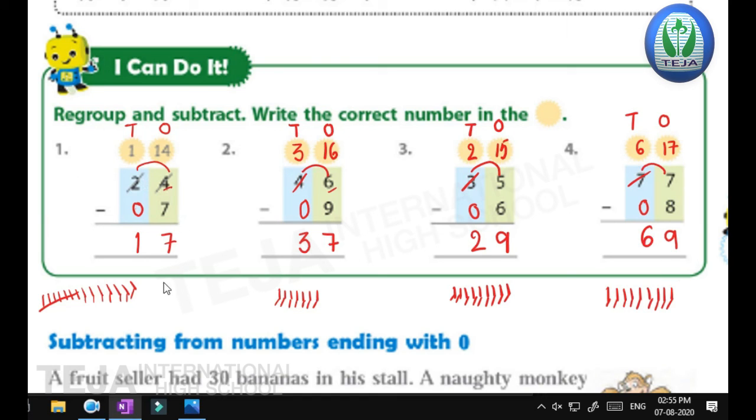24 minus 7 is 17. 46 minus 9 is 37. 35 minus 6 is 29. 77 minus 8 is 69.